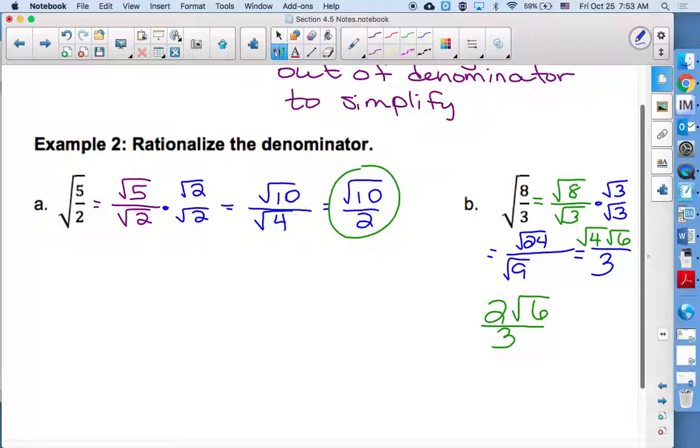So the goal is to get a whole number in the denominator. So you cannot have a negative number and you cannot have a square root. Those are considered unsimplified fractions. Get rid of the square root in the fraction. Any questions?